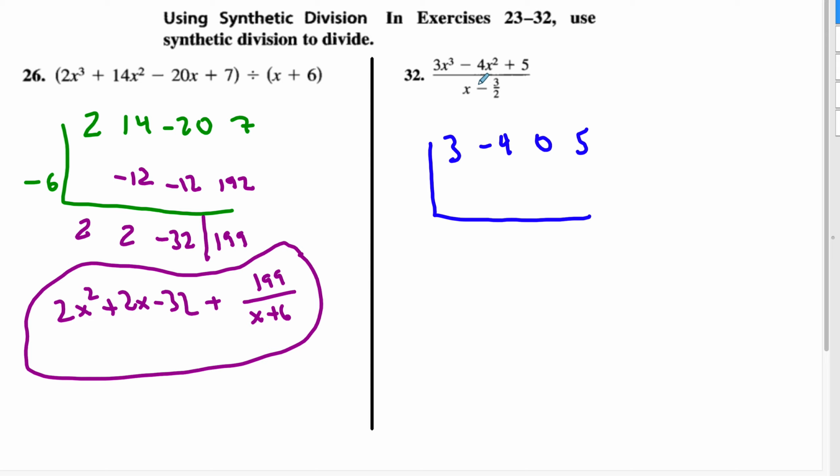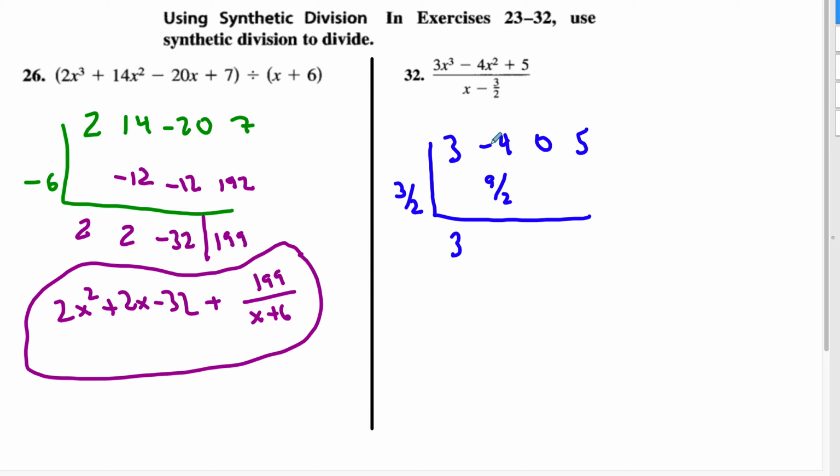3 halves. So this is x minus 3 halves, which means the root is 3 halves. So that's what we divide by. Fractions are your friend. Just keep saying that. Bring the 3 down, then multiply. Remember, top times top, bottom times bottom. So that is 9 halves.